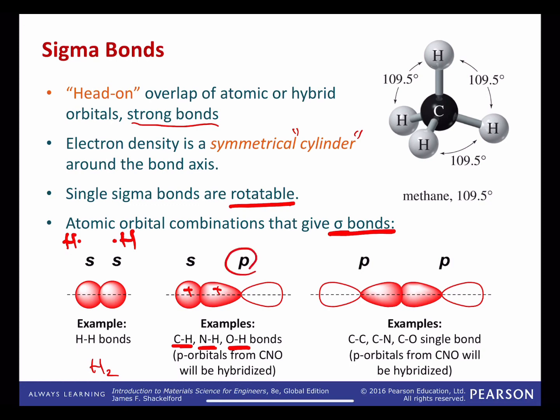And the p orbital would be used from unhybridized centers at a carbon, for example. You can also form these sigma bonds from a p orbital with a p orbital. So in certain carbon-nitrogen and carbon-oxygen single bonds, p orbitals can form from C, N, O and will be hybridized.